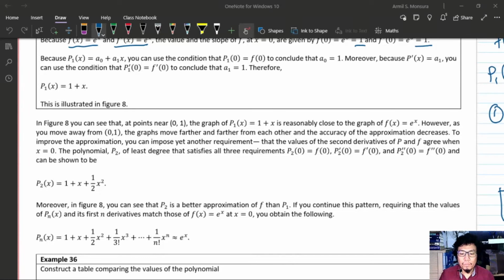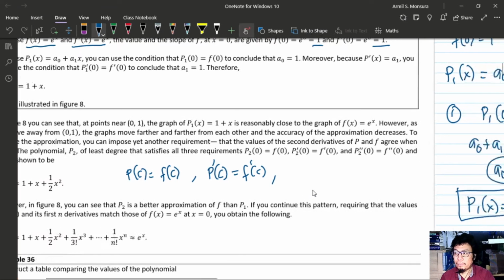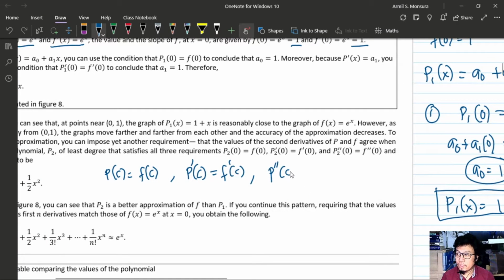To do that, we would like to impose another additional condition on your approximating polynomial. The first condition is that they should have the same value. The second is that they should have the same slope. And a third condition might be that they should have the same value of the second derivative at that point.